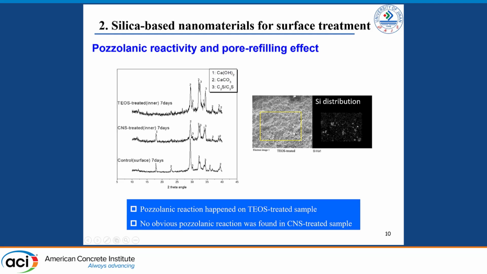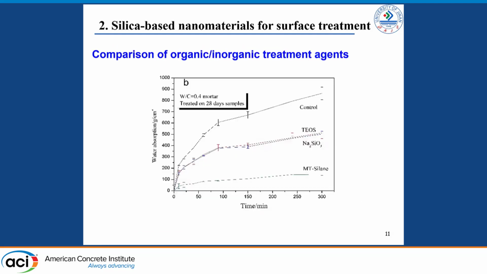And this can be apparently shown by the SEM image. From here, from the silicon element distribution, we can see that the agglomerates of the silica clusters can be found at the surface part, showing that these nanoparticles can fill the pores. Like here, this is about 20 microns, the scale bar. So the pores can be physically filled by these nanomaterials.